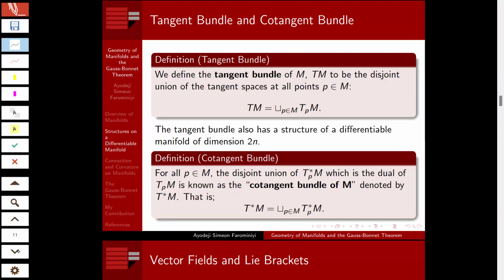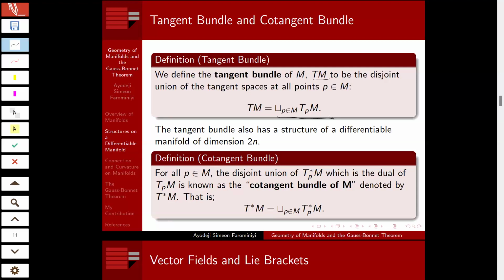So the tangent bundle of M, which is denoted as TM. So this time around, we are not putting the P because we are looking at the tangent space of all the points together. So TM is the disjoint union of the tangent spaces at all points P in M. So we are gluing together, patching together all the tangent spaces of each point on M. So it is the disjoint union.